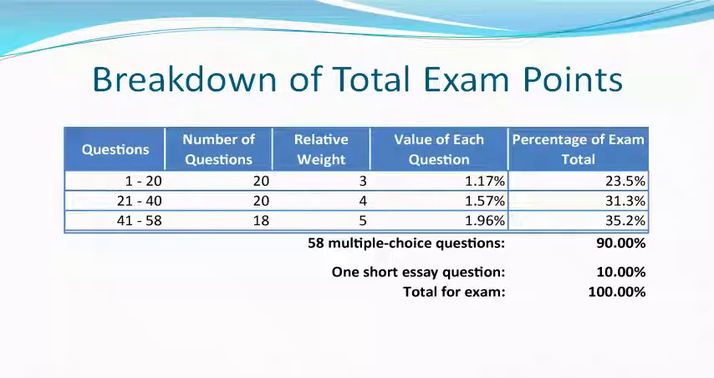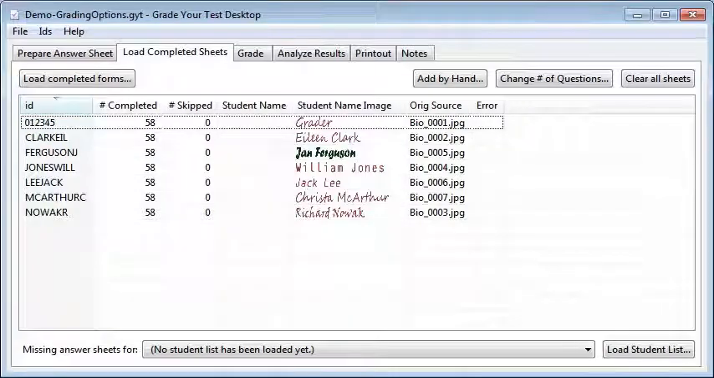Here we show you a breakdown of total exam points. The 58 multiple choice questions are scaled appropriately based on their relative value and altogether constitute 90%. One short essay question is an additional 10%, which brings the total for the exam to 100%. Now let's switch back to the application and show you how to easily accomplish this with the Grade Your Test program.